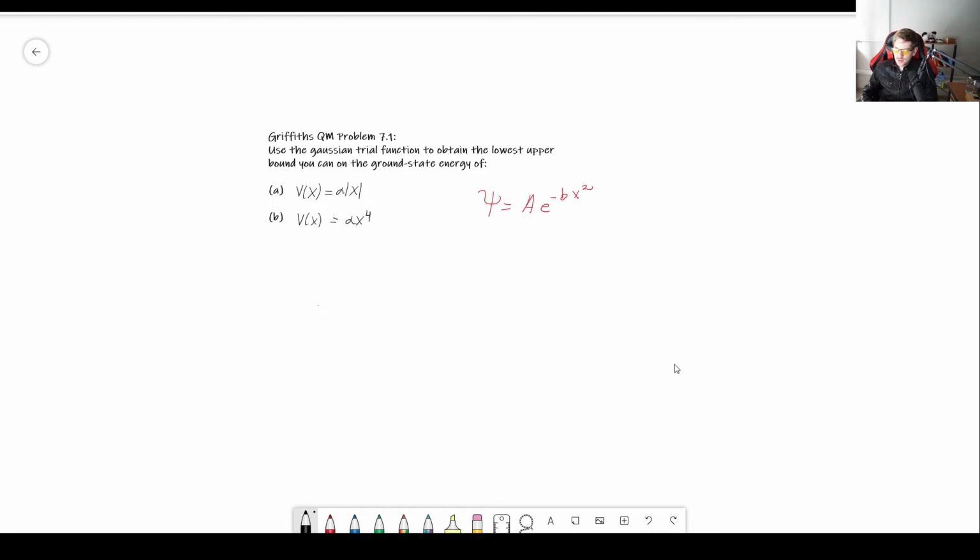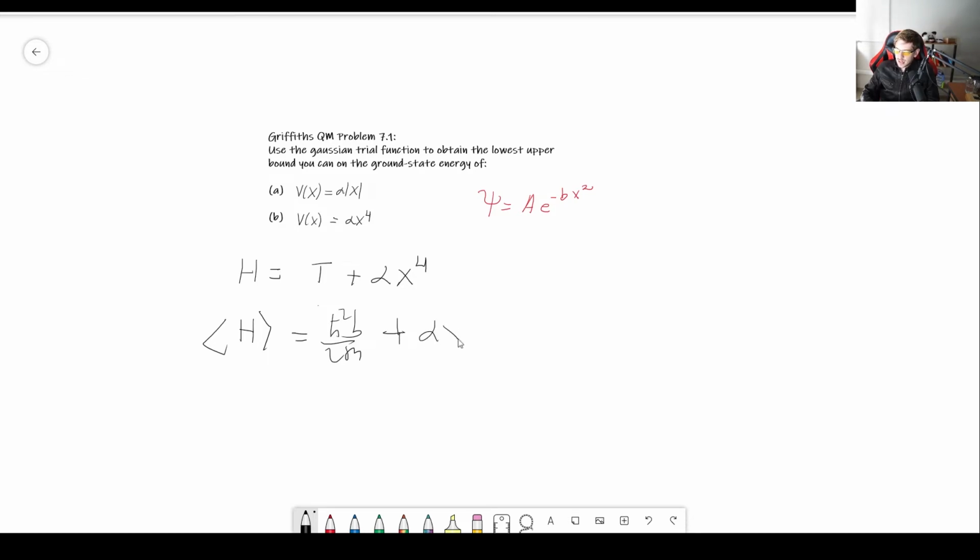Okay, so now let's go for part B. So in part B, our Hamiltonian will be the same as before. It will be the same kinetic part, but of course the potential will be different. Now we have alpha times x to the 4th power. So what's up? How do we do this? Well, of course, the expectation value for the Hamiltonian will be, as before, the expectation value of the kinetic part, which we actually already know, right? It's h bar squared b over 2m. It's literally the exact same as before. That's why we don't really have to calculate it again.